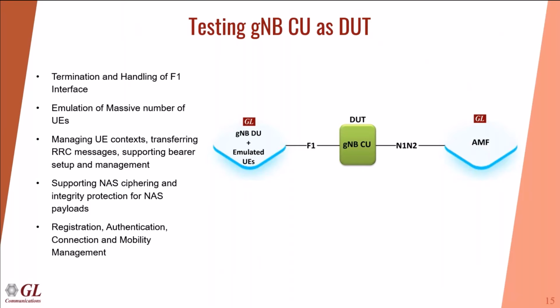To test this, we can use GL's F1AP emulation and the N1 N2 emulation. In the F1AP emulation, the distribution unit also emulates the internal virtual UEs to emulate all the F1AP signaling towards the control unit. Upon receiving all the F1AP signaling, the control unit will trigger N1 N2 messages towards the AMF. Here GL's N1 N2 emulator, acting as an AMF, can terminate all the signaling messages from the F1AP and respond accordingly. It can also maintain the context and take care of the ciphering and integrity protection.